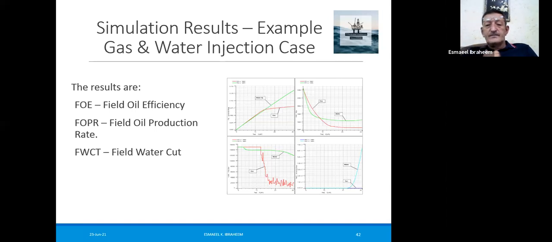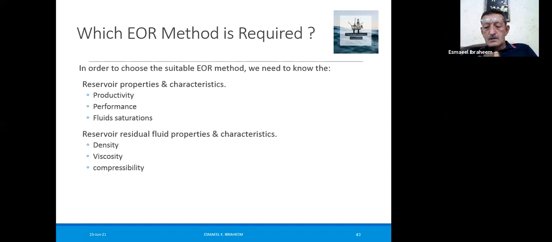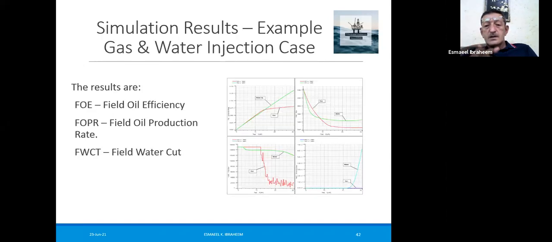It can also show you the field efficiency, field production rate and field water cut, so that you can decide which is the better one. Of course, after collecting all these 3 examples, we should see the best one economically and technically. This is the most important one, the technical part, and the economical part of the simulation of each case.